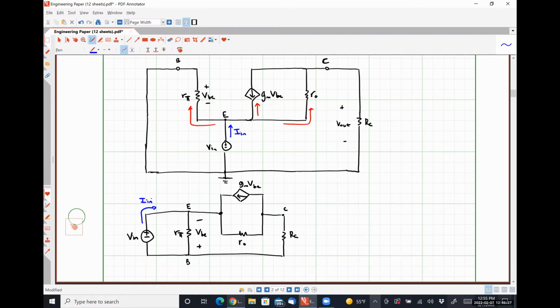So this guy still looks fairly gnarly, but I can simplify this representation by simply performing a source transformation on that current source in parallel with that resistor R naught. Okay. Everybody okay with that? So this is a dependent current source. The arrow is directed to the left, which means the positive polarity terminal is going to be on the left, and then the negative polarity terminal obviously will be on the right. And so what I'm going to do is slide that voltage source down here.